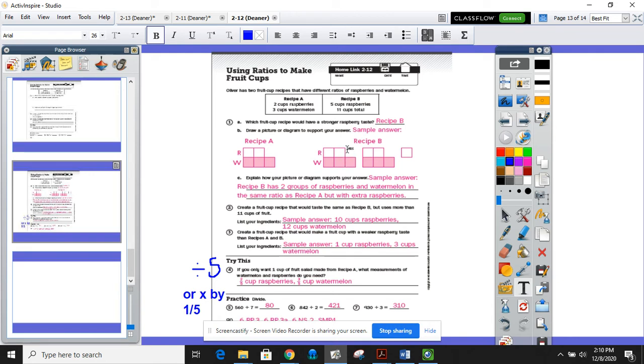Then they compared the recipe B to that. So they have 5 cups of raspberries and 11 cups total. So that would mean 6 for the watermelon because it's 11 cups total. They broke it up into similar ratios as A. So 2 to 3, 2 to 3, and they had an extra because it's 5 cups raspberry. They had an extra raspberry, making it the answer down here that recipe B would be stronger in raspberry taste because it has an extra serving of raspberries.